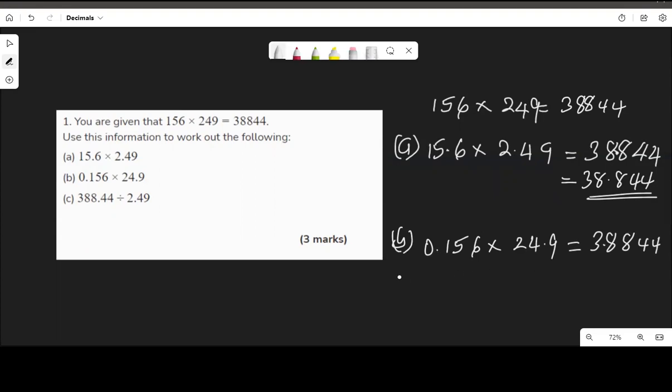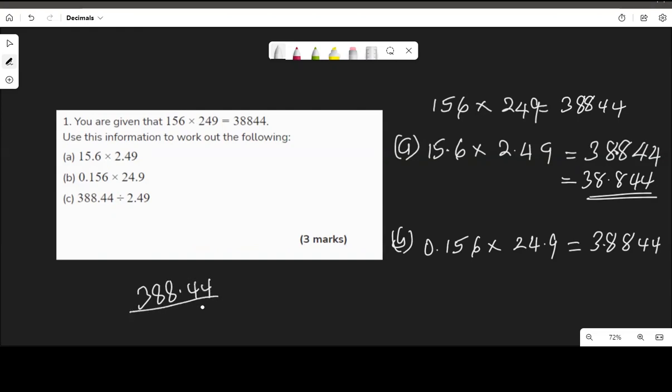Then finally, we have a division here, which is 388.44 divided by 2.49. Remember, in the case of division, to divide by a decimal number, we multiply the decimal number by a power of 10 in order to get rid of the decimal.